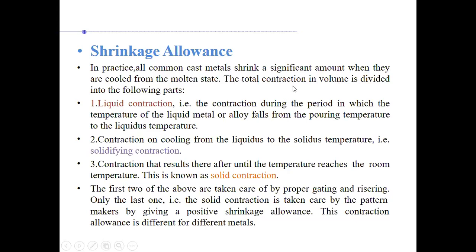The total contraction in volume is divided into the following parts. That contraction, they have divided into all these subparts. How? Liquid contraction. The contraction during the period in which the temperature of the liquid metal or alloy falls from the pouring temperature to the liquidus temperature. Basically, when that molten metal is poured, right, it starts shrinking. Even in the liquid phase, it starts shrinking, as it is moving toward the solid phase. The solidification has not started yet.